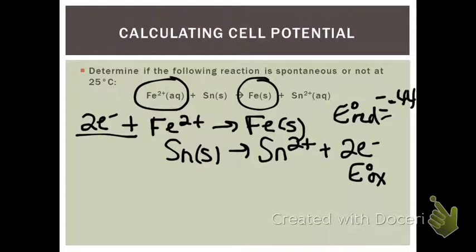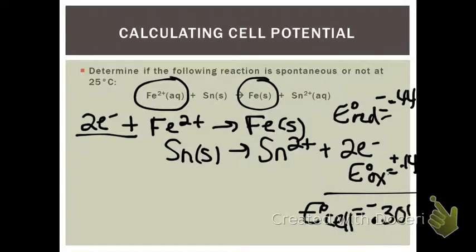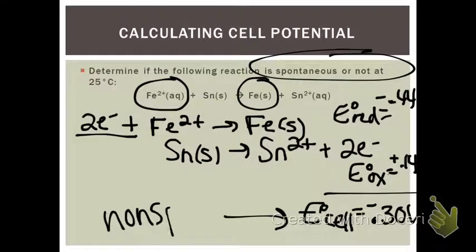This one, I'm not going to find that way. On the chart, I'm going to find it the opposite. I'm going to find Sn2+ + 2 electrons makes Sn solid. And when I find that value, which is negative 0.14 on the chart, I'm going to flip it to become positive 0.14 here. I add up the two values and I get that E naught cell is negative 0.30 volts. What does that tell me? Is it spontaneous or not? Since it's a negative answer, it is non-spontaneous.